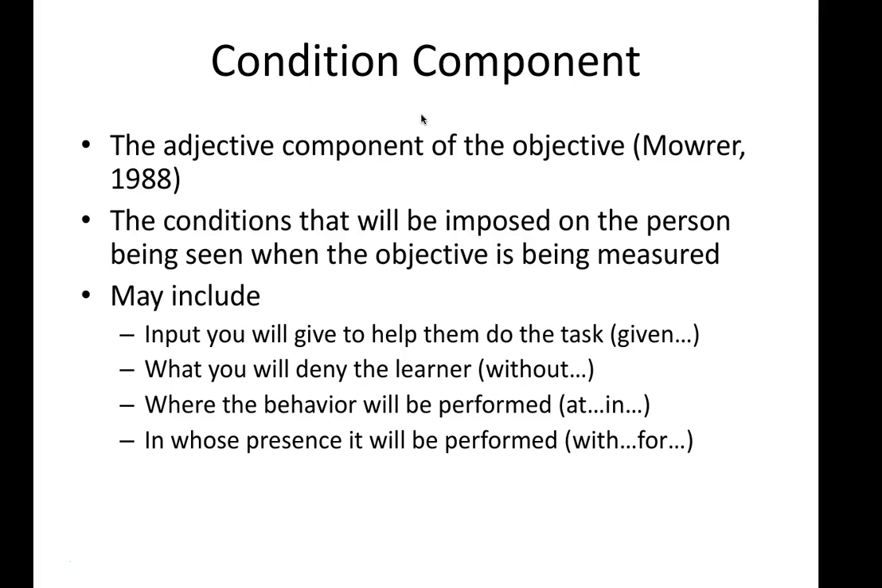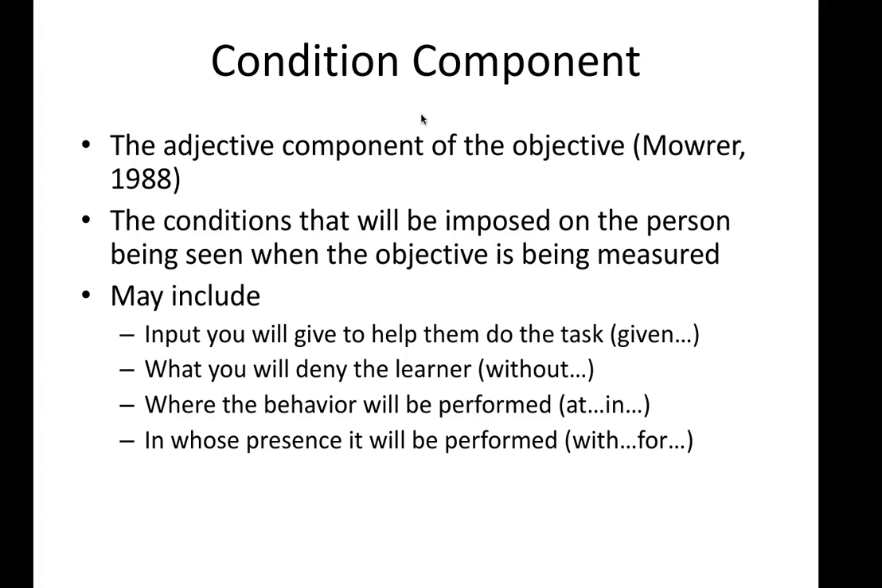Now let's talk about the condition. The condition is the adjective component of the objective. It's the conditions that will be imposed on the person. It includes things like what input you will give them. So given a pen and paper, or given a set of 4 possible answers, or given 3 opportunities. Then it also might talk about what you will deny the learner if what's important to the objective is that they're not going to have access to something. So without visual support might be an example.